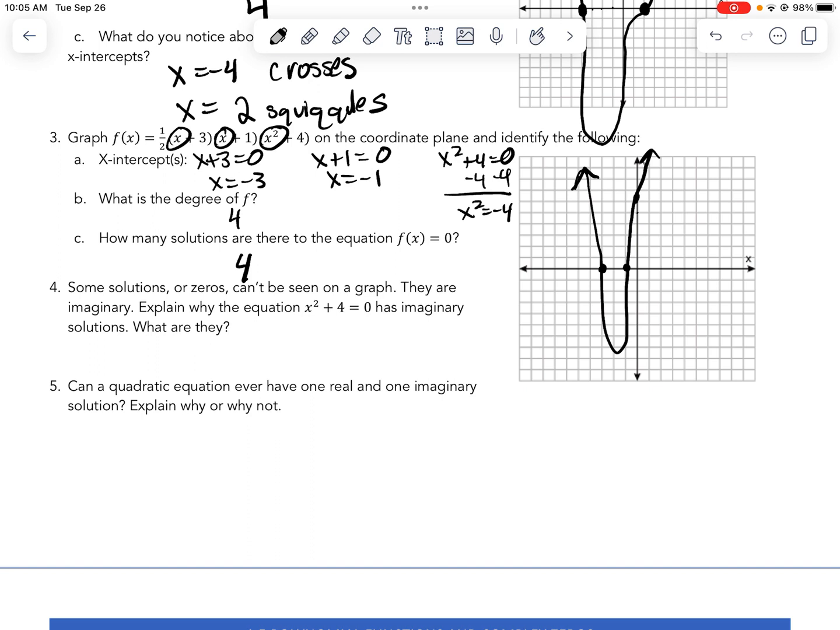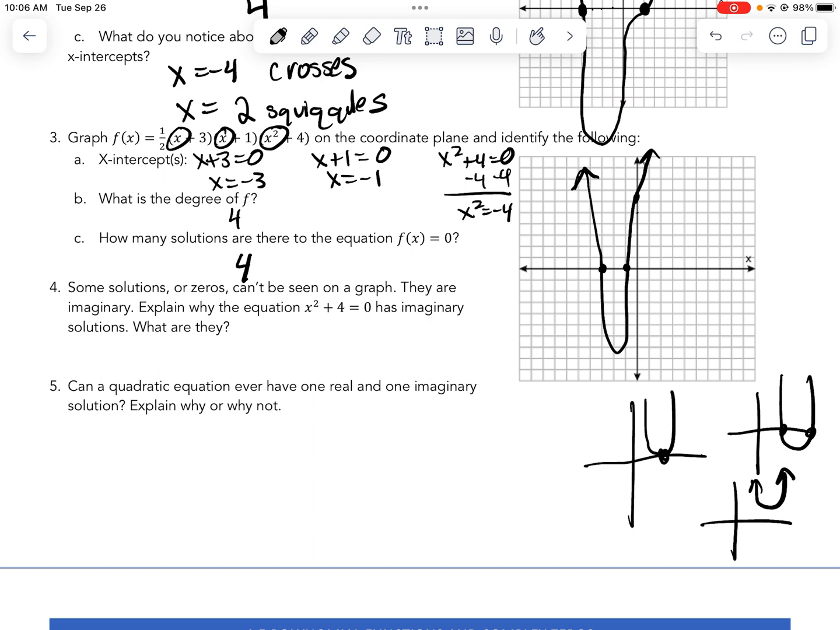Now, what you might remember is that, tying into number 4, some solutions or zeros can't be seen on the graph. If you remember from last year from advanced algebra, a parabola can hit it once, can have 2 real zeros, or if it doesn't cross it at all, those were what we called imaginary. So this had 1, this one has 2, and those were imaginary. So now we're just dealing with polynomials, and they can have imaginary too.